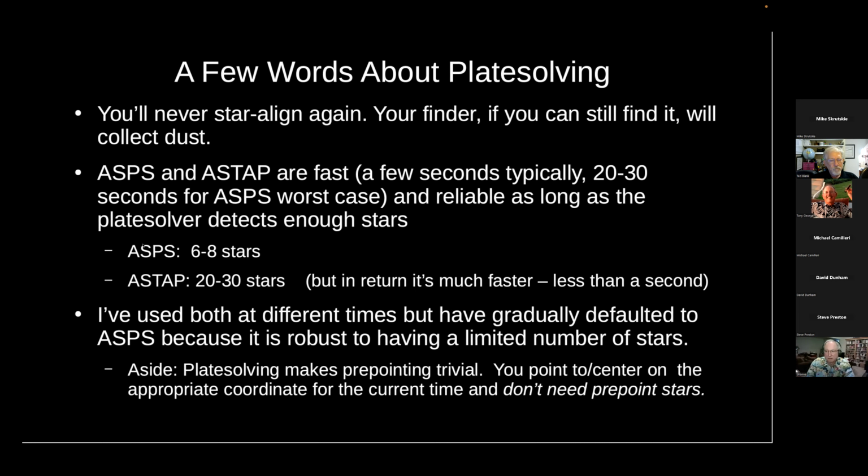The difference is ASPS seems to be able to solve with no problem on about 6 to 8 detected stars, and ASTAP really wants to have about 20 or 30 stars. And since reliability is key here, you don't want your plate solve to fail because you don't get your event.